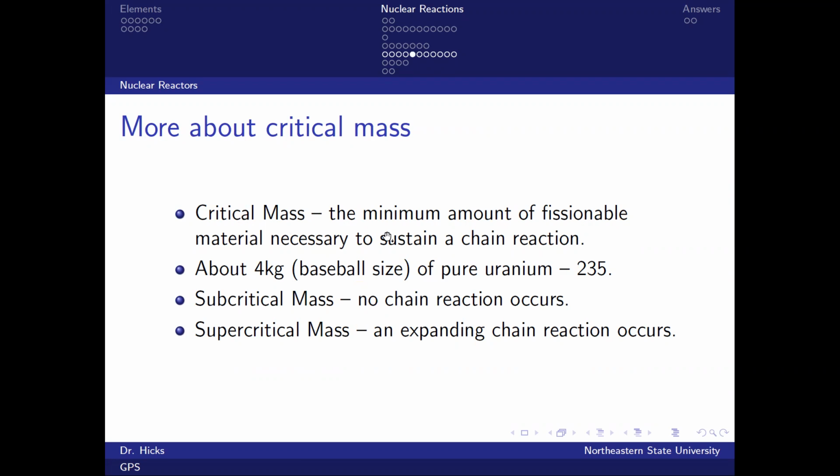So critical mass is the minimum amount of the stuff I need to sustain a chain reaction. For uranium-235, it's about 4 kilograms. I say about because the actual critical mass is probably pretty hard to find. Below the critical mass, you don't get a chain reaction. Above the critical mass, you get an expanding chain reaction. That expanding chain reaction can be the bad one.